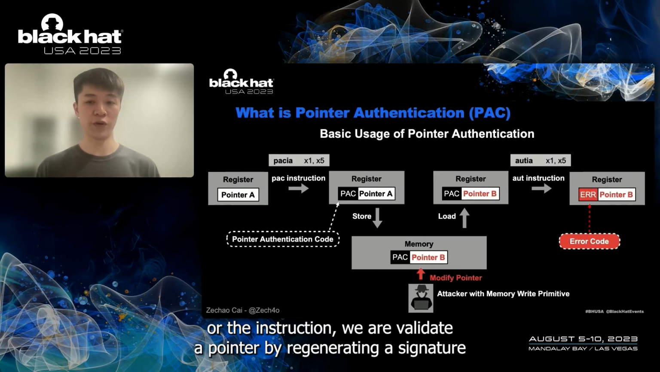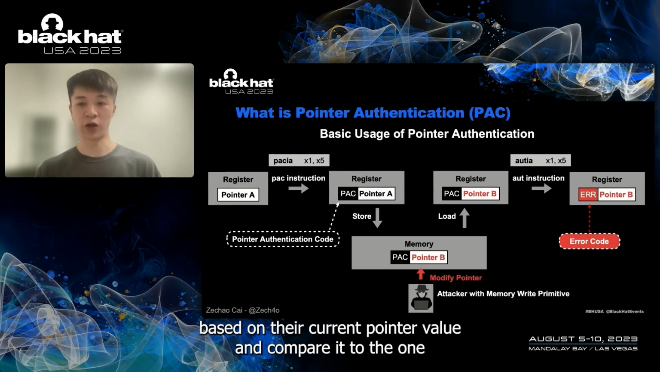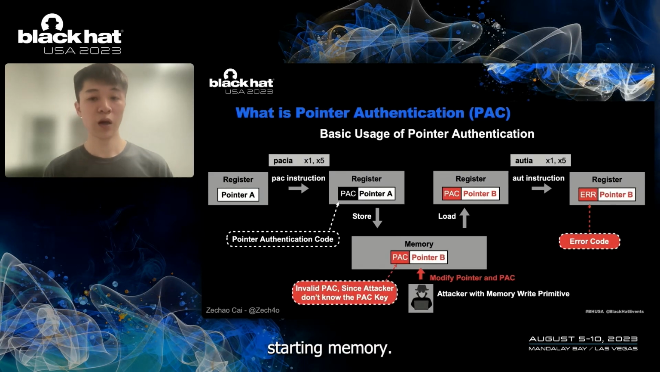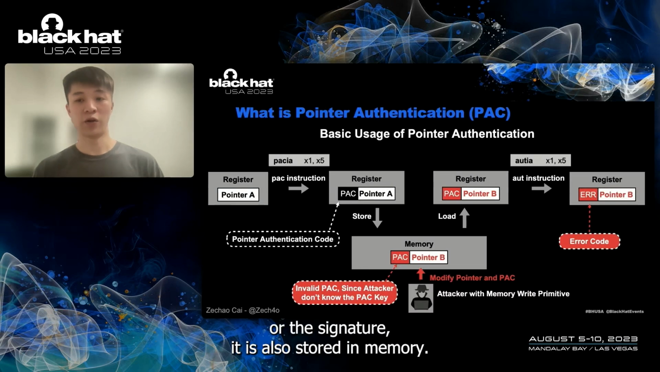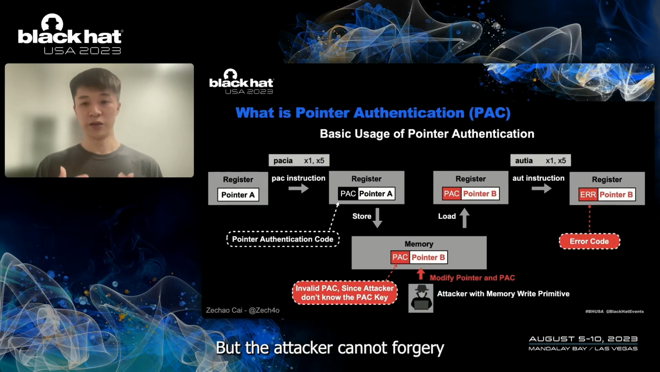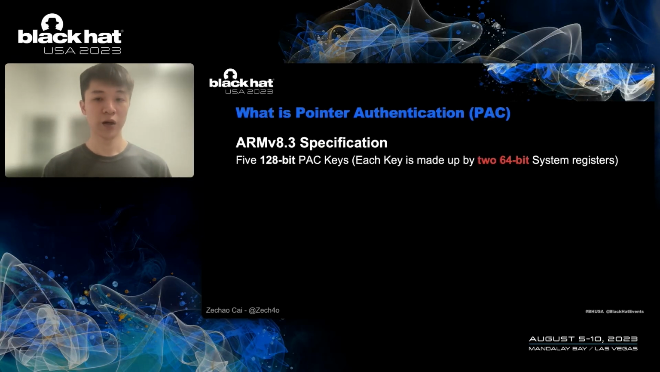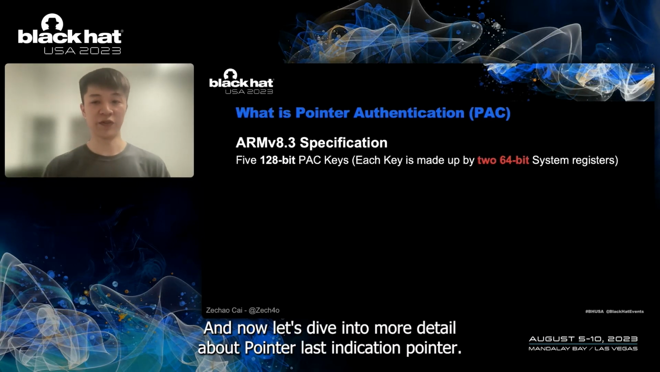The AUT instruction will validate the pointer by regenerating a signature based on the current pointer value and comparing it to the one stored in memory. Note that even though the PAC, or the signature, is also stored in memory, the attacker cannot forge a valid signature easily because they don't know the key. And now, let's dive into more detail about pointer authentication.